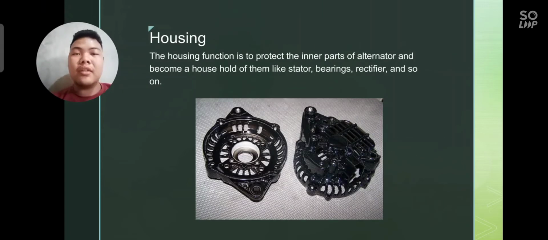Second is the housing. The housing function is to protect the inner parts of an alternator, becoming a holder of them like the stator, bearings, rectifier, and so on.